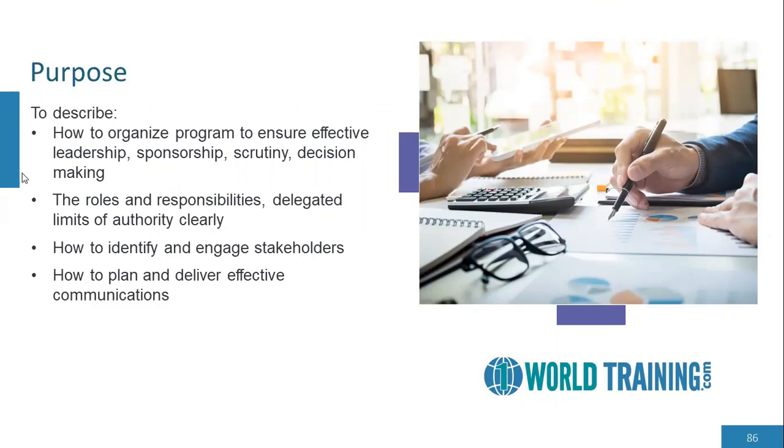The organization theme clarifies leadership, sponsorship, scrutiny, decision-making. It clarifies the roles and responsibilities and the delegated limits of authority quite clearly, which means it's about organizing a program structure. But it also focuses on how to identify and engage stakeholders and how to plan and deliver effective communications. Therefore, the organization theme is not just about the organization structure for the program, but also the stakeholder engagement and communications planning.